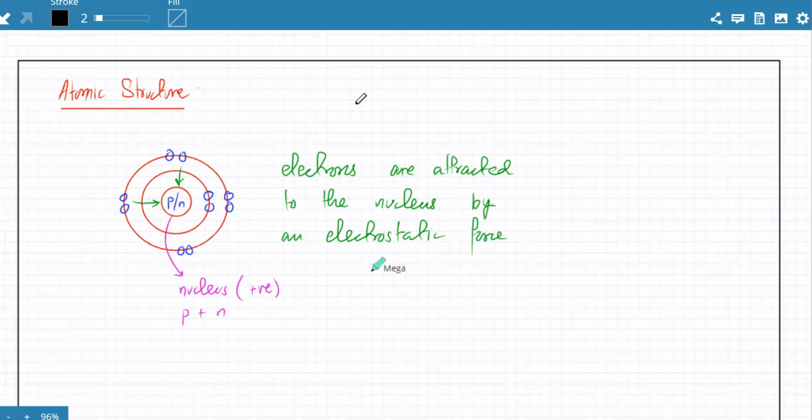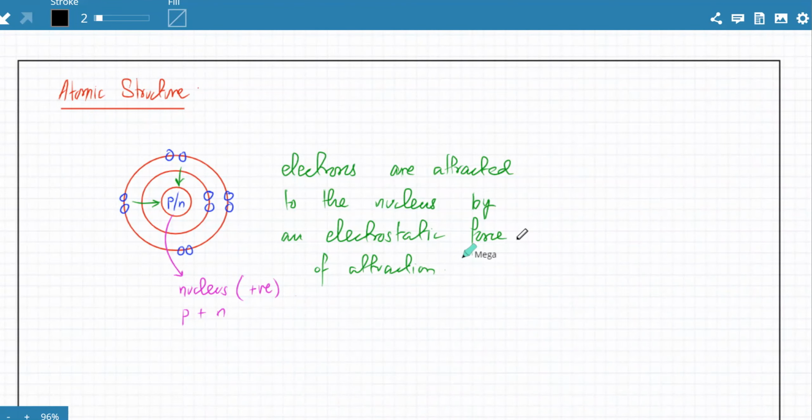I'm going to talk about this electrostatic force of attraction in a while. It's the force of attraction that is between charged particles. There are three main forces around you. There's the gravitational force that's between masses, there's a magnetic force, and you have an electrostatic force that's between charged particles.